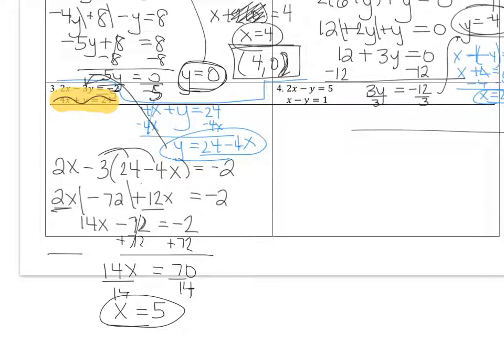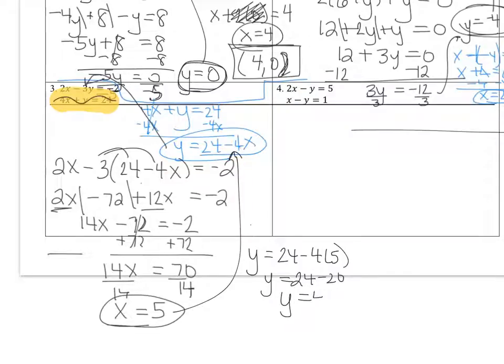So now that I found x is 5, how do I find y? Well, I can plug it in. You can plug it into this one, or you can plug it into this one. Hopefully you've noticed a shortcut. If I plug it into this one, it's going to be super quick. So y equals 24 minus 4 times 5. Y equals 24 minus 20. So y equals 4.